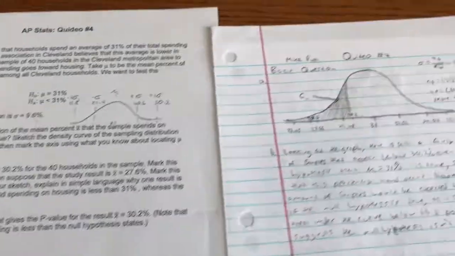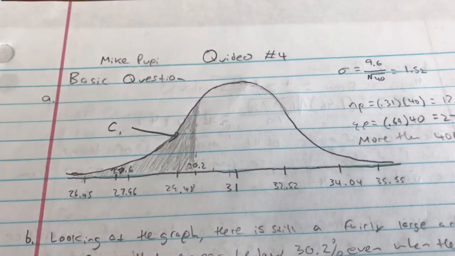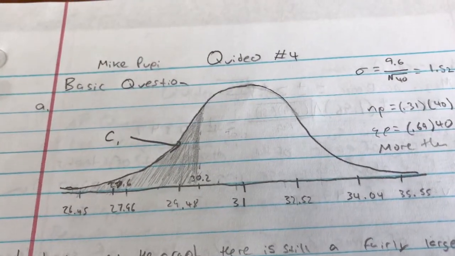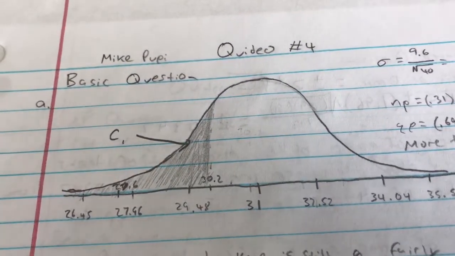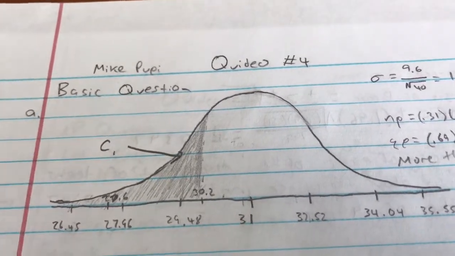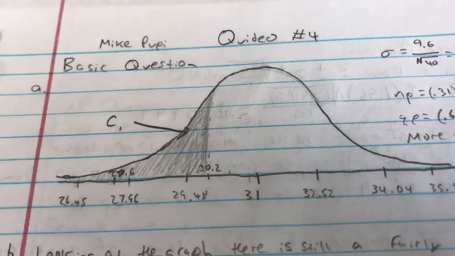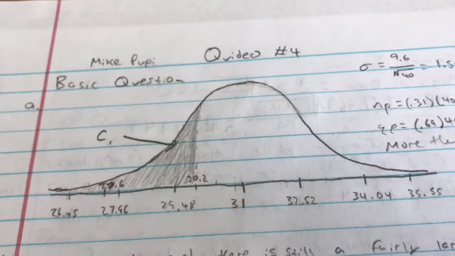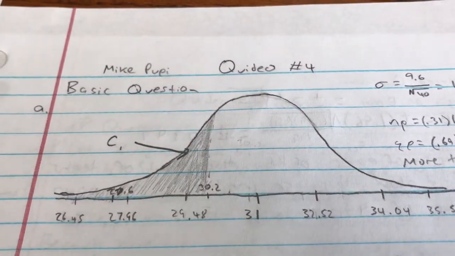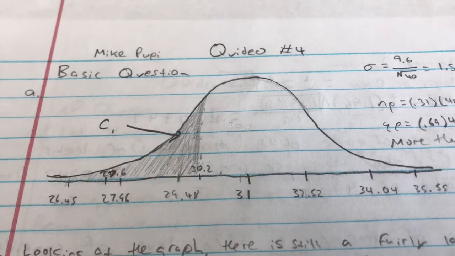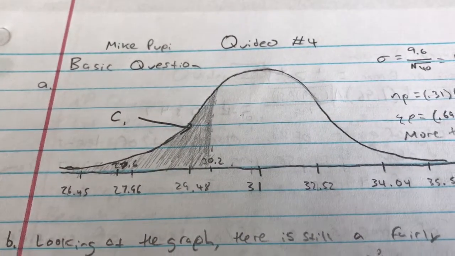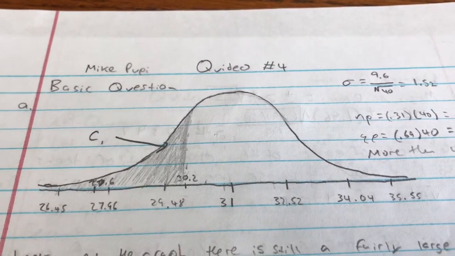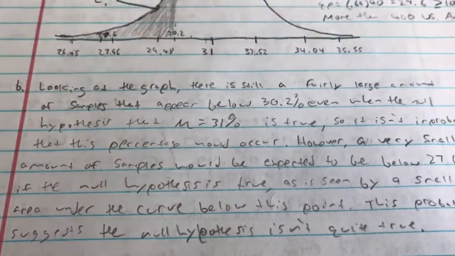So looking right here, I shaded the area from negative infinity, basically, because it never really touches the x-axis, to 30.2. And so you'd expect a moderately sized p-value, because again, it's not quite even a standard deviation away. We can pretty much just do that by shading, and that gives all the evidence that we need, like I explained in part B.